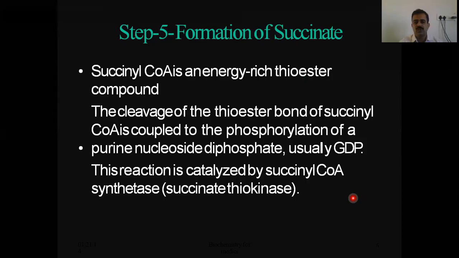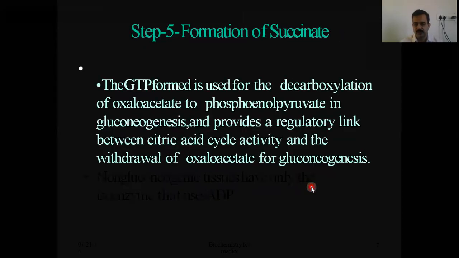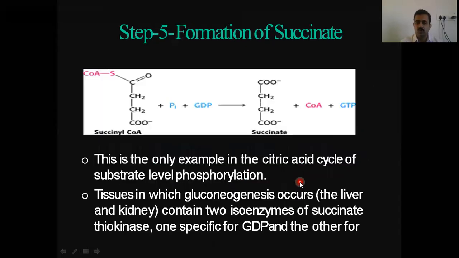Fifth step, formation of succinate. Succinyl coenzyme A is an energy-rich thioester compound. The cleavage of the thioester bond of succinyl coenzyme A is coupled to the phosphorylation of a purine nucleoside diphosphate, usually GDP. This reaction is catalyzed by succinyl coenzyme A synthetase. The GTP formed is used for the decarboxylation of oxaloacetate to phosphoenolpyruvate in gluconeogenesis and provides a regulatory link between citric acid cycle activity and the withdrawal of oxaloacetate for gluconeogenesis.